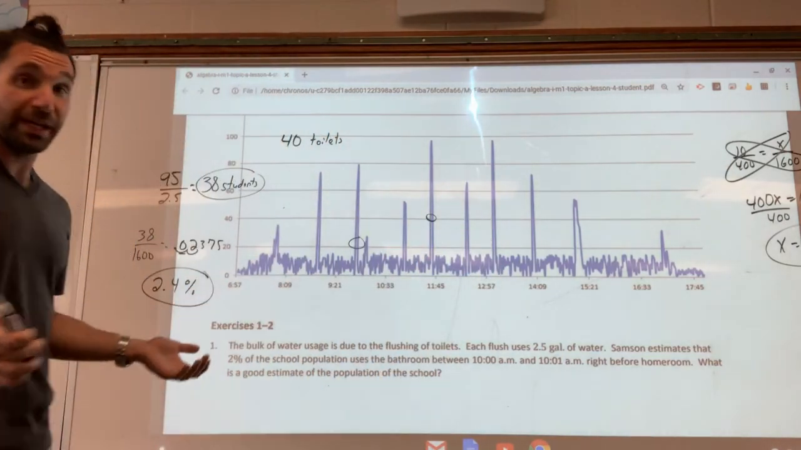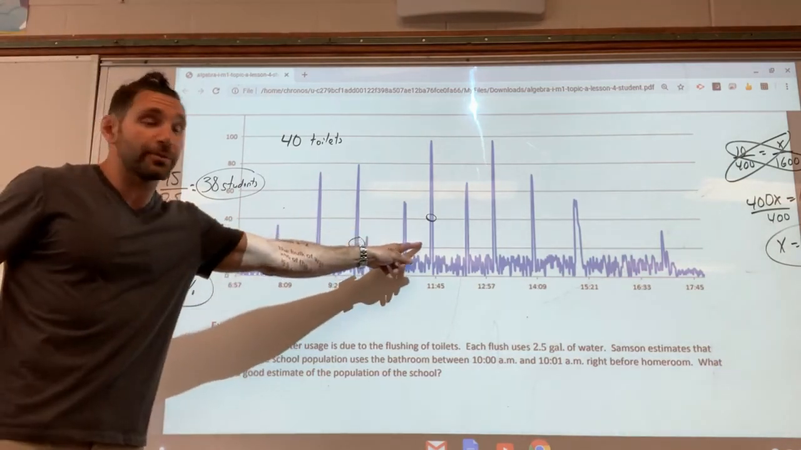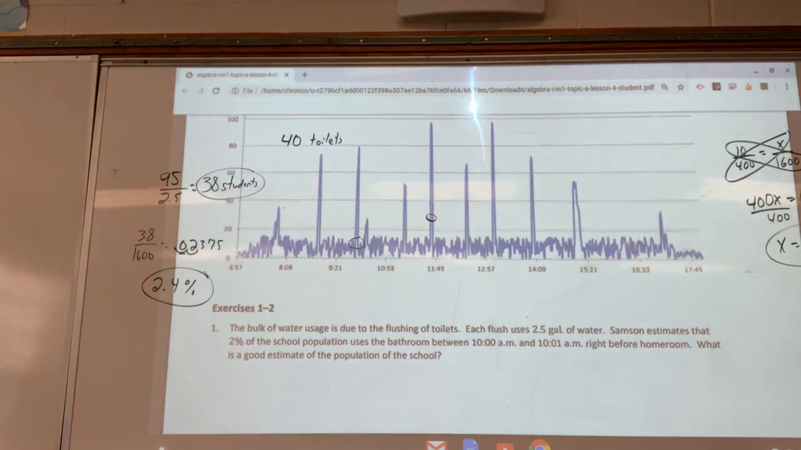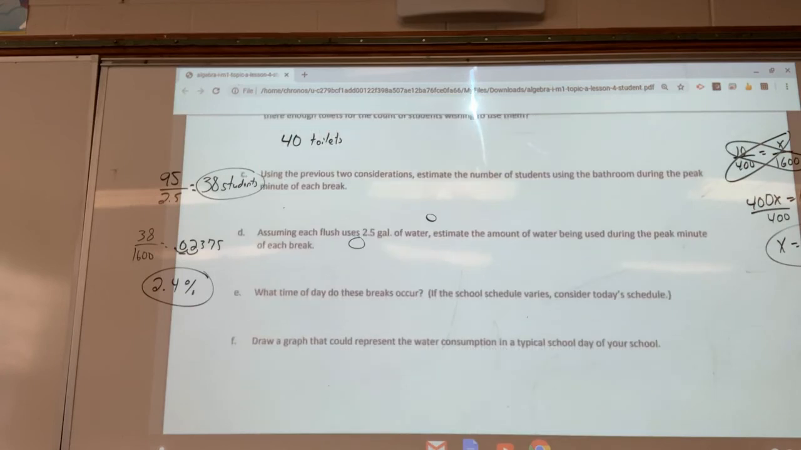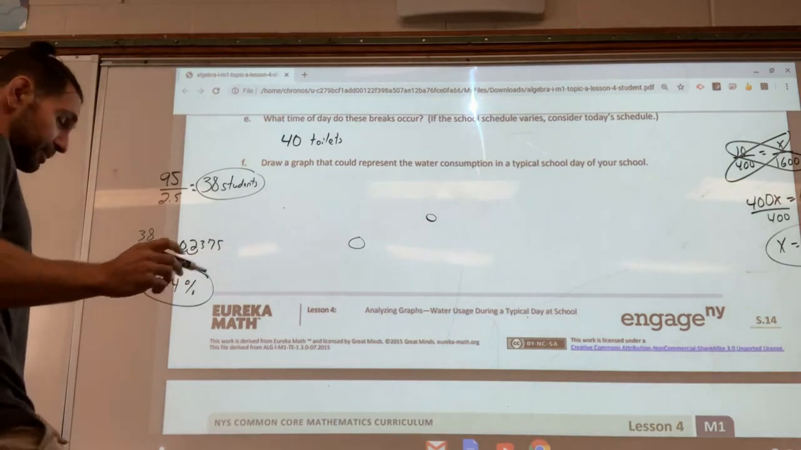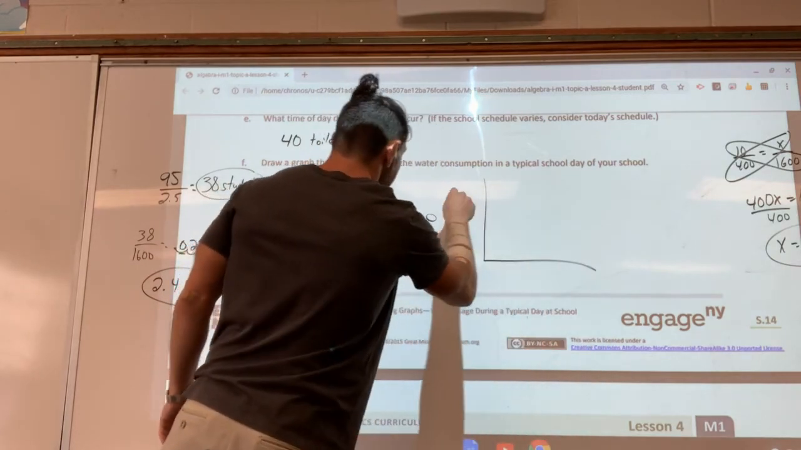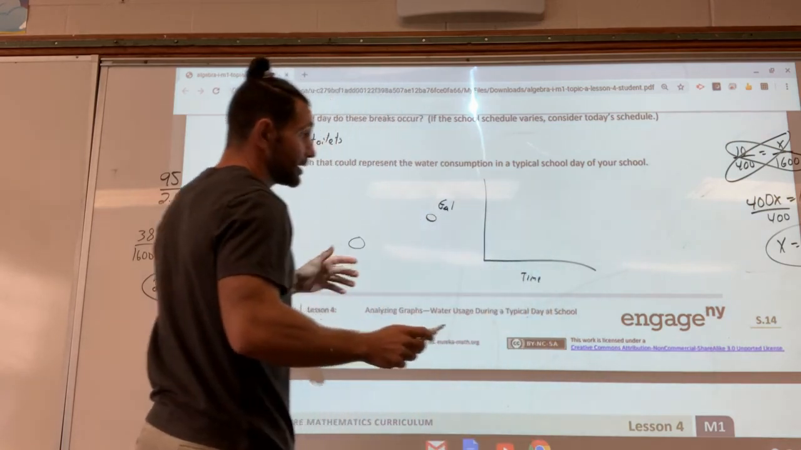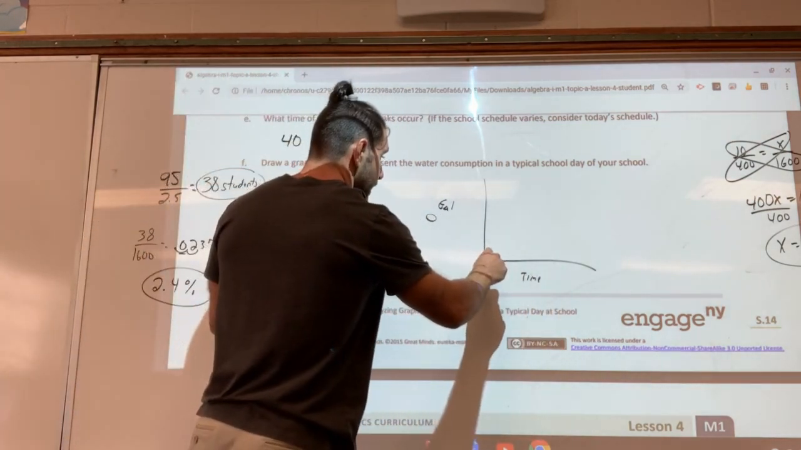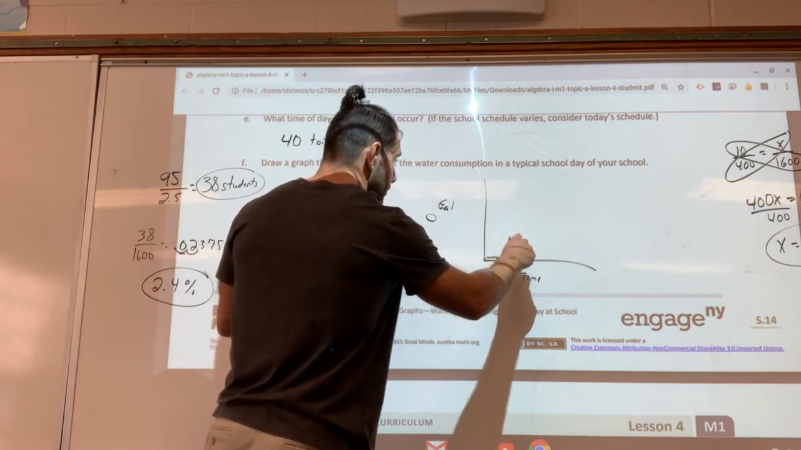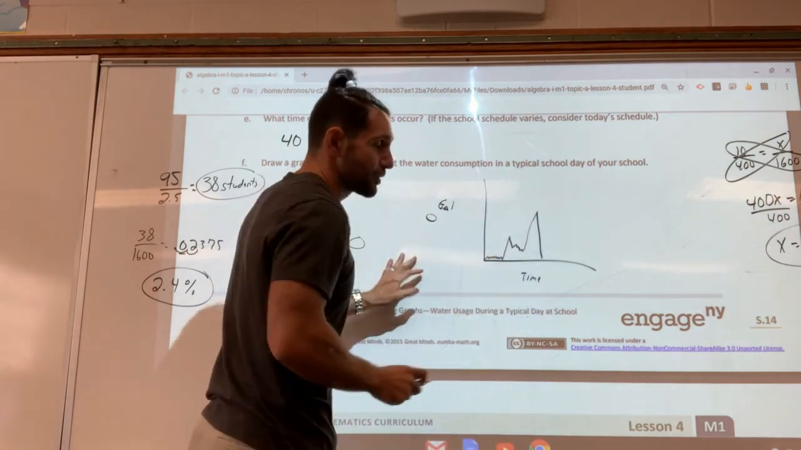Maybe it's like what we have, it's an AM, PM schedule. So these students are getting ready to leave. These students are coming into the building. There's a bunch of different ways that you could say why this is happening. And then draw a graph that could represent the water consumption in a typical day of your school. So our day is going to be a little bit different. So again, we have gallons, we have time, and I'm going to say, okay, nobody's in the building. Then I come in, then all these people are using it. Then we've got a little bit more of a rise. There's the change of first classes, right?